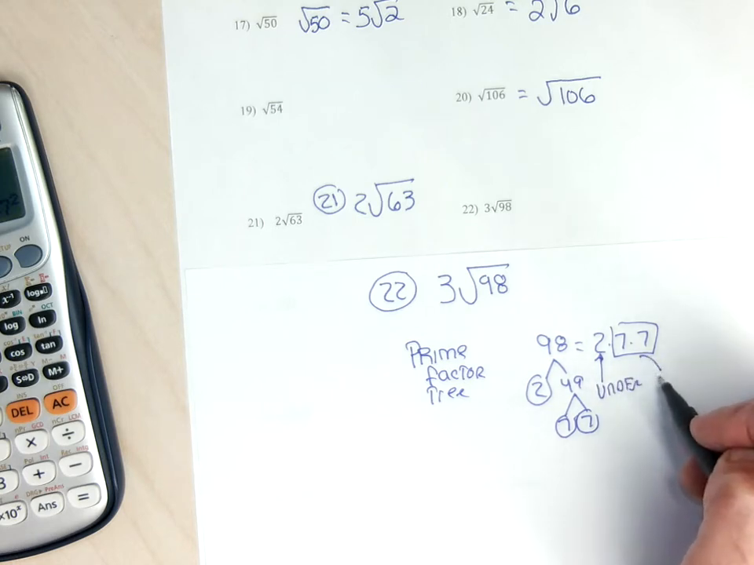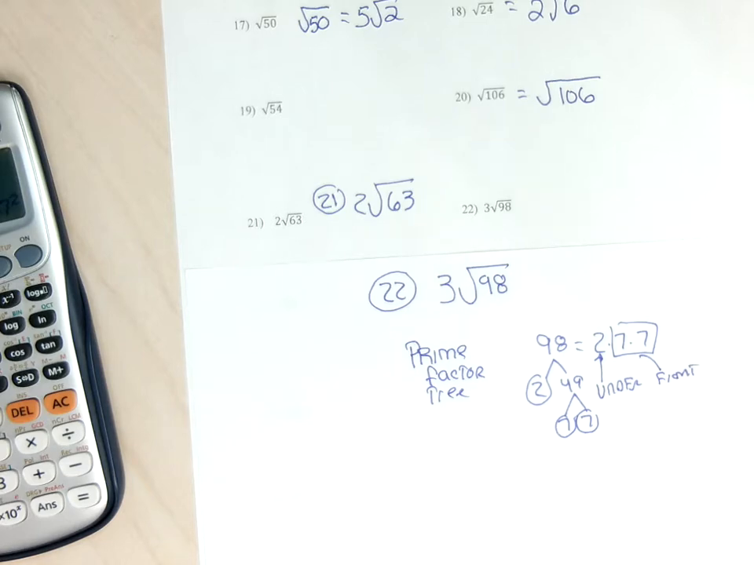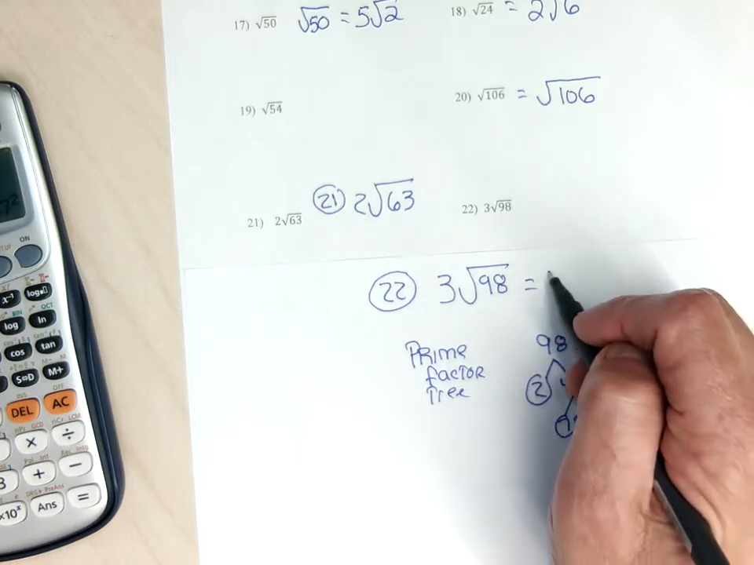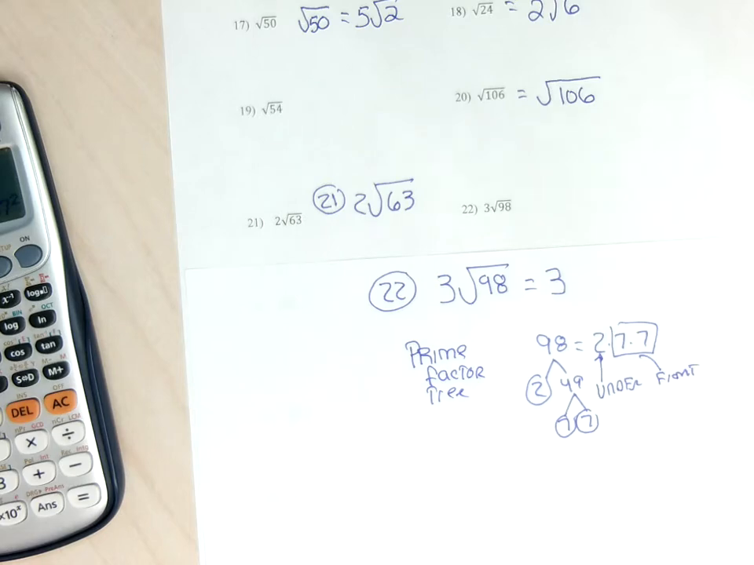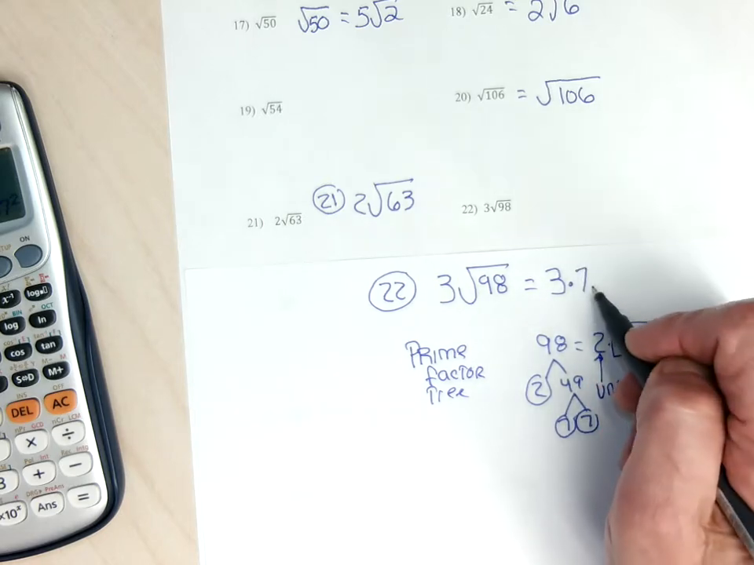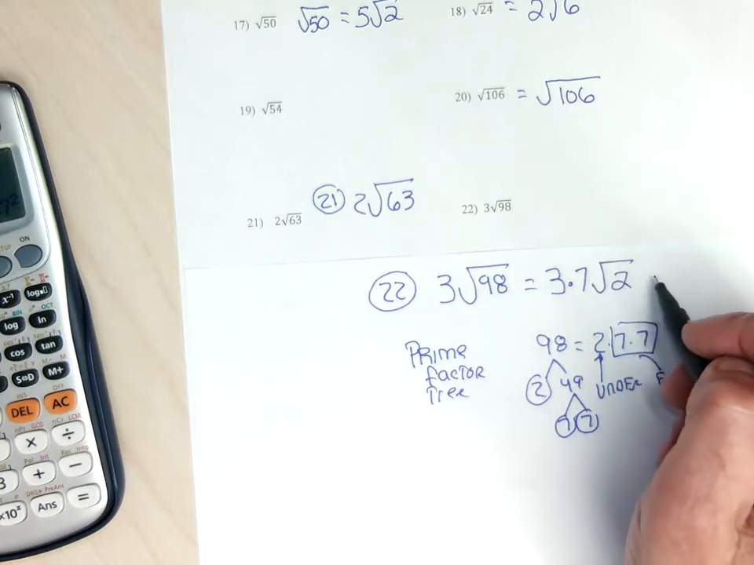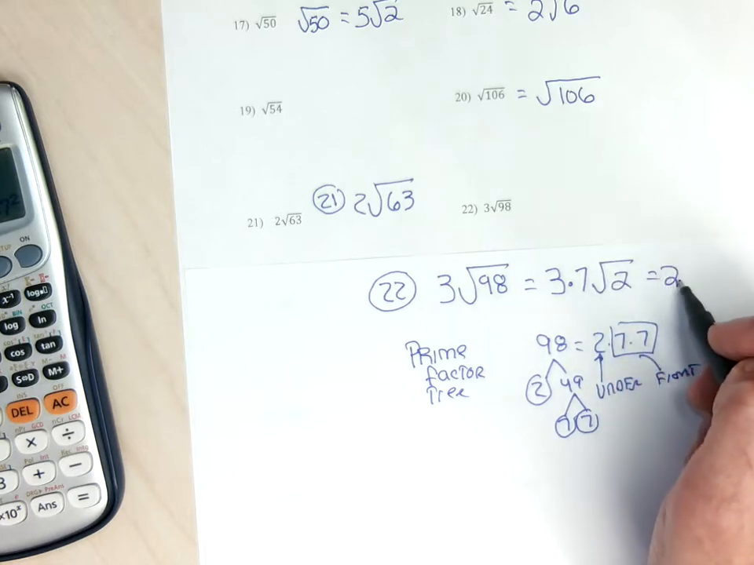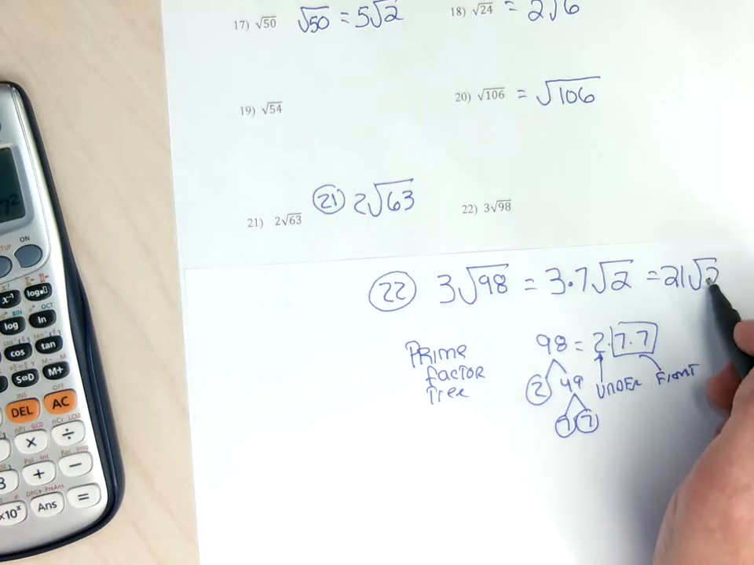The 7 is going to come out front, but I'm just going to get 1 out front, and it's going to get multiplied by the 3 that's already there. So the 3 that's already outside is going to stay outside. I'm going to bring a 7 out front, and I'm going to leave a 2 under. And for 22, my answer should be 21 square root of 2.